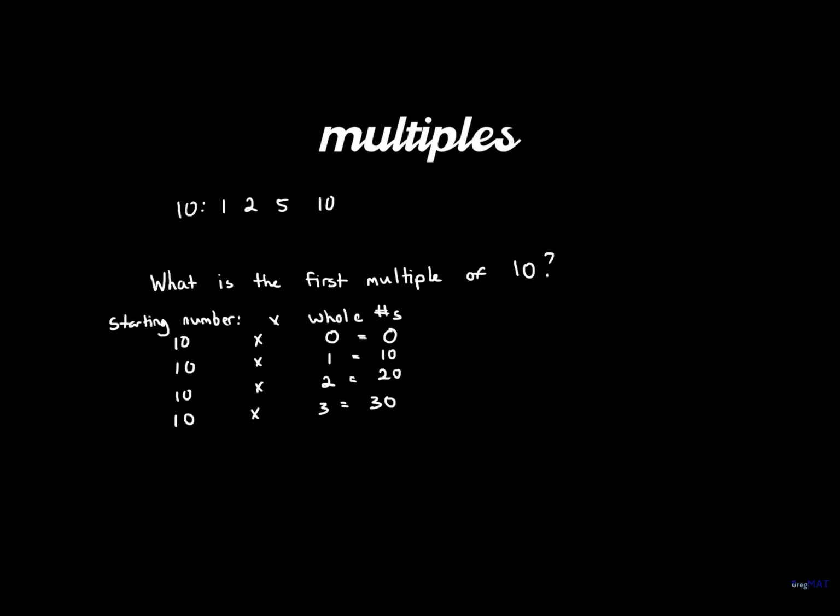The way that I define a multiple is basically you take the starting number and you multiply it by one of the whole numbers. That's how I define it. You take your starting number, you multiply it by one of the whole numbers, and you get a multiple. So is 0 a multiple of any number? Well, yes, because if you multiply anything by 0, you're going to get 0.